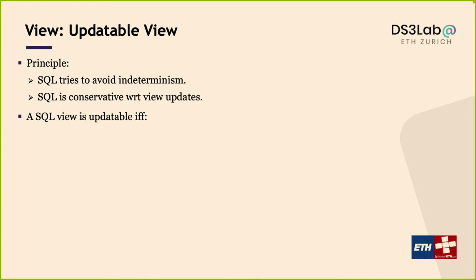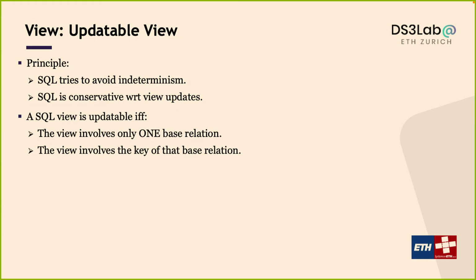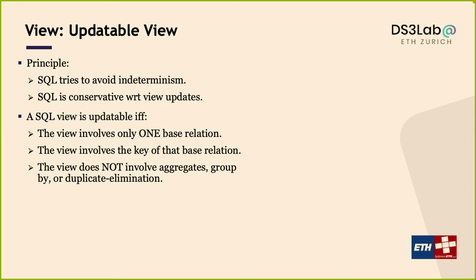In practice, if you look at the SQL standard, a view is updatable if and only if the following conditions hold. The view involves only one base relation. There's no join, just one base relation. The view involves the key of the base relation, to make sure you have a one-to-one correspondence between your base relation and all the tuples in your view. And the view doesn't involve aggregation, doesn't have group by, and doesn't have duplicate elimination, to make sure you can keep this one-to-one correspondence. So in the SQL standard, this is what we mean by a view being updatable. If you think about the intuition behind these three rules, right?